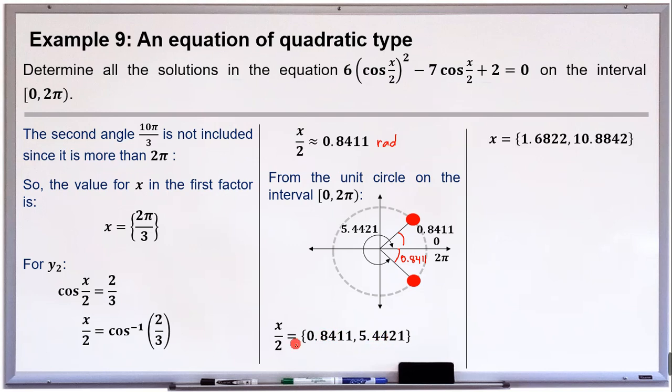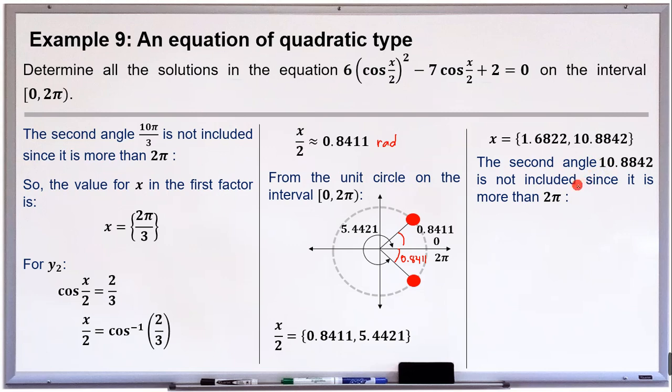Next, we're going to multiply both sides by 2 so that we can solve for x. So x equals 1.6822 and 10.8842. Now, the second angle, which is 10.8842, is not included because it is more than the given interval 2 pi. 2 pi is most nearly equal to 6 point something, and that is less than the second angle. So therefore, for the second factor, the value of our x is only equal to 1.6822.